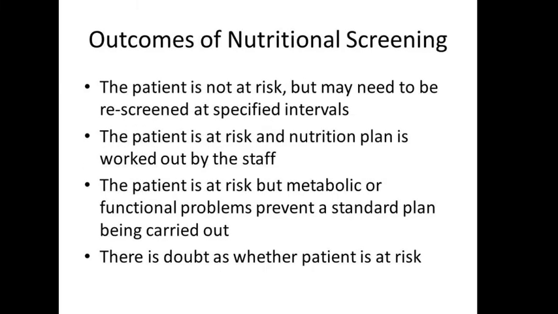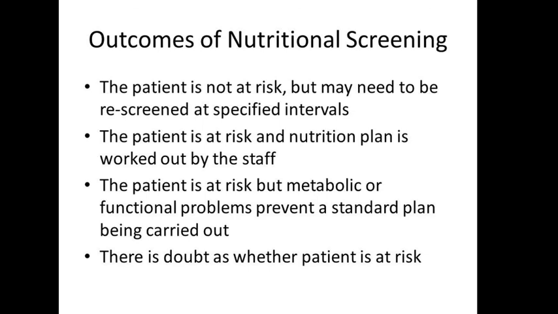And what are the outcomes of nutrition screening? When you have done the screening for any patient or any person, what may be the outcomes? There are 4 possible outcomes out of nutrition screening. The first one is that when you screen the patient, you come to know that the patient is not at risk, but he may need to be re-screened at specific intervals or for a specific period of time. And the second outcome is that the patient is at risk and needs a nutrition care plan, which will be worked up by the experts.